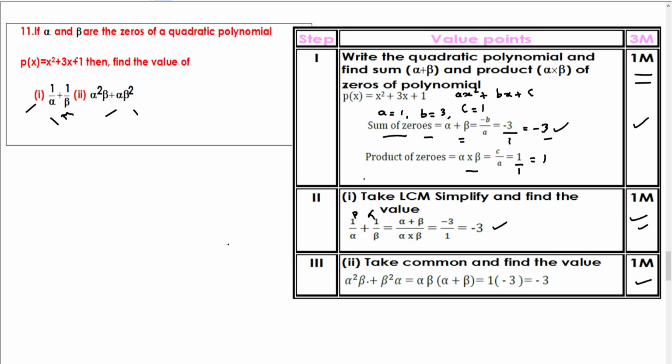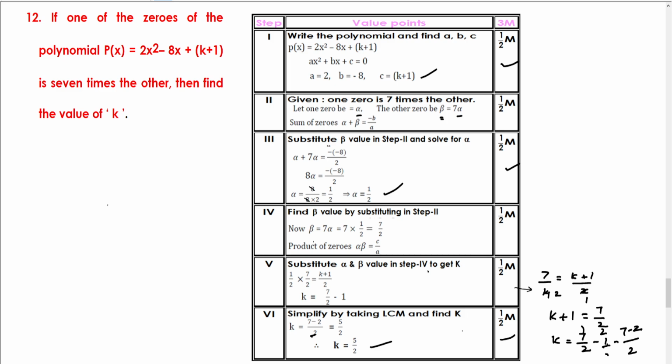You are asked alpha square beta plus beta square alpha. Take alpha beta common. In the first term, you are left with alpha, in the second term beta. Substitute the value of alpha into beta, which is 1, and alpha plus beta, minus 3. Minus 3. For doing this work, you will get 3 marks. Like this, you can easily score 3 marks. Practice such problems and you can easily score.